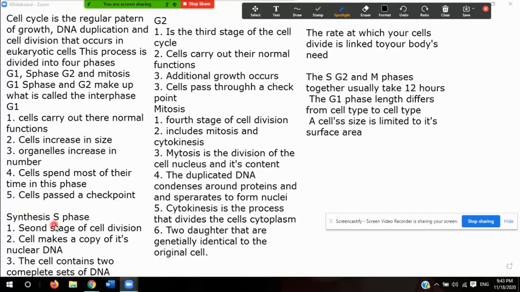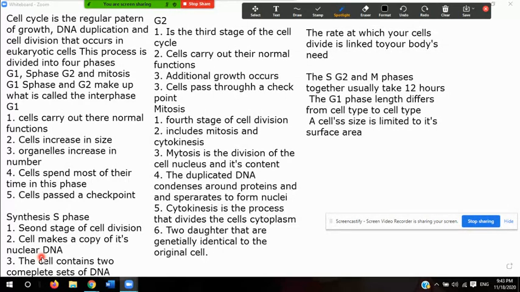The second phase of the cell cycle is what we call the S phase, or synthesis phase. Of course, this is the second phase of cell division, or the cell cycle. It says that cells make a copy of their nuclear DNA. So the DNA inside of the nucleus divides in the S phase.